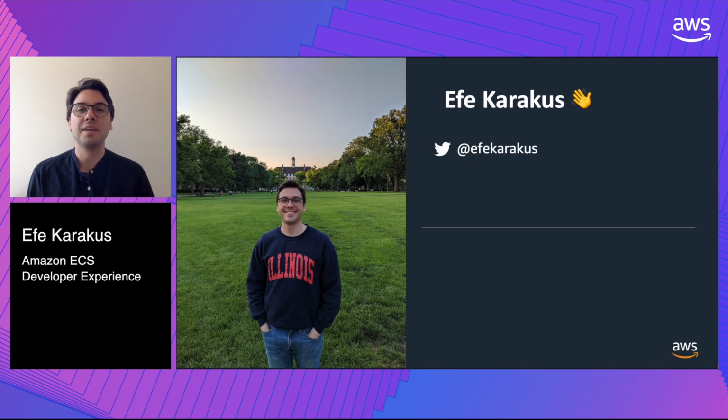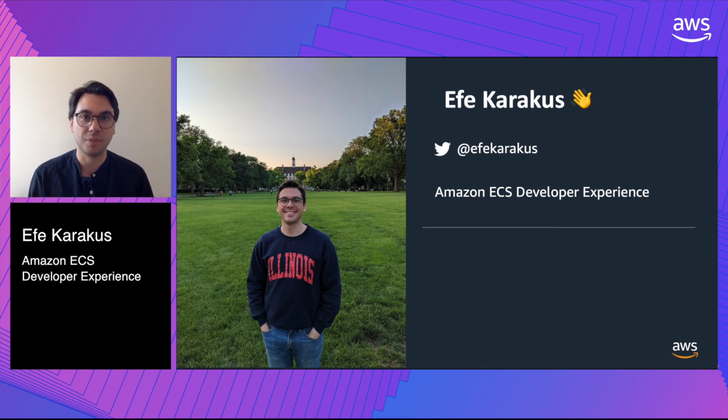Hi, everyone. I'm Efe. You can find me on Twitter at Efe Caracas. And just like David, I'm a developer on the Amazon ECS Developer Experience team. Today, I'll be giving a demo of the AWS Copilot CLI, mostly focused on the getting started experience. So how do I take a container that's running locally and upload it onto Amazon ECS and AWS Fargate?